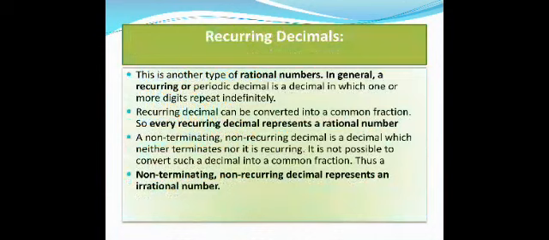Recurring decimal. This is another type of rational number. In general, a recurring or periodic decimal is a decimal in which one or more digits repeat indefinitely. A recurring decimal can be converted into a common fraction, so every recurring decimal represents a rational number. If we divide 1 by 3, we get a recurring decimal. A non-terminating, non-recurring decimal is a decimal which neither terminates nor is recurring. It is not possible to convert such a decimal into a common fraction. Thus, a non-terminating, non-recurring decimal represents an irrational number.